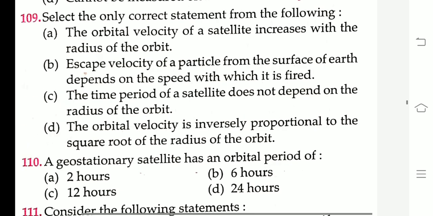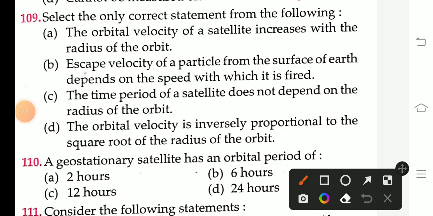Select the only correct statement of the following. The orbital velocity is inversely proportional to the square root of the radius of the orbit. A geostationary satellite has an orbital period of 24 hours.